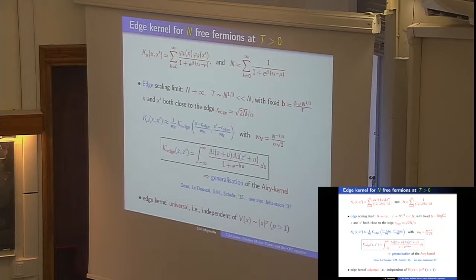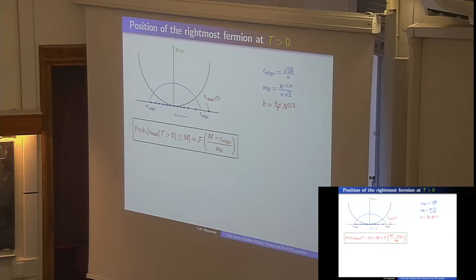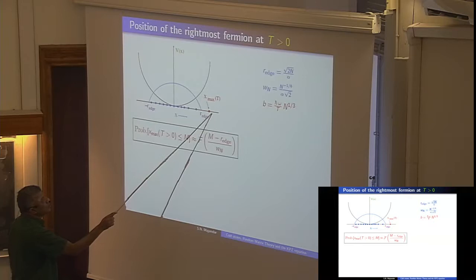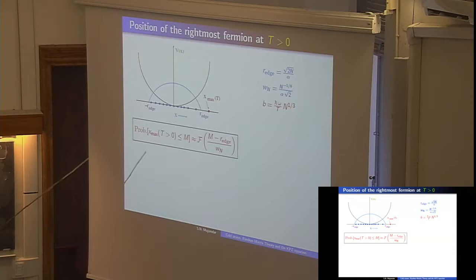So, okay, let me just first say it, therefore. Once we have this edge kernel, which is temperature dependent, I'm interested in the position of the rightmost particle, but now at finite temperature. At zero temperature, we have already seen that it's given by the Tracy-Widom distribution. The question is, as I increase the temperature, there will be thermal fluctuations in addition to quantum fluctuations, and we want to know the distribution of this position, okay?